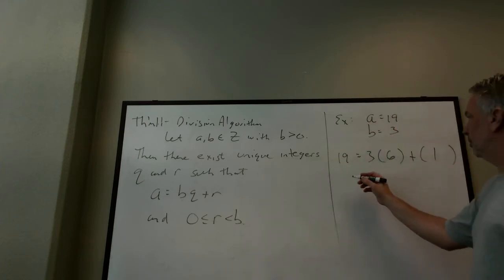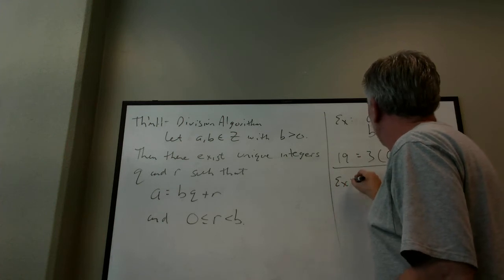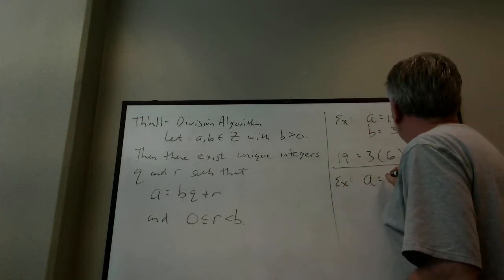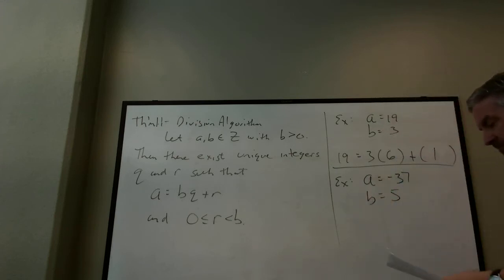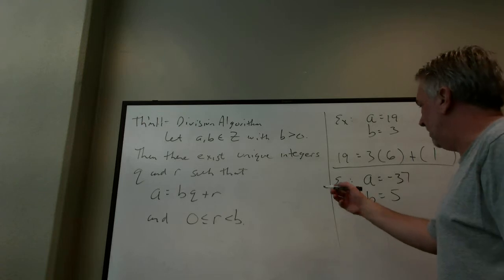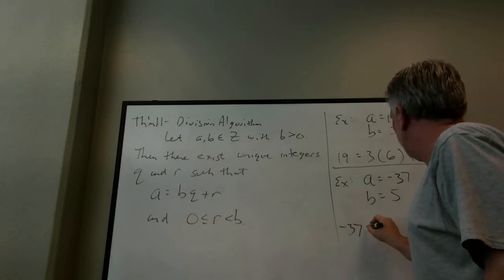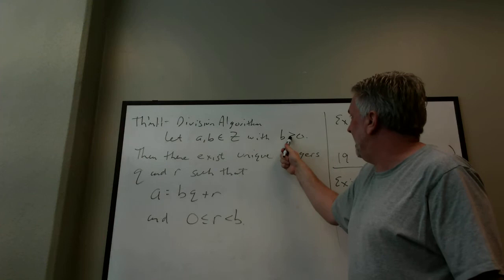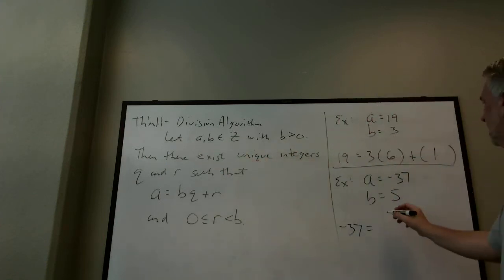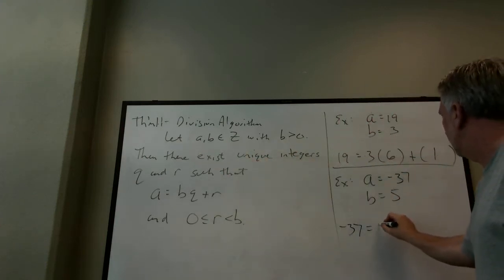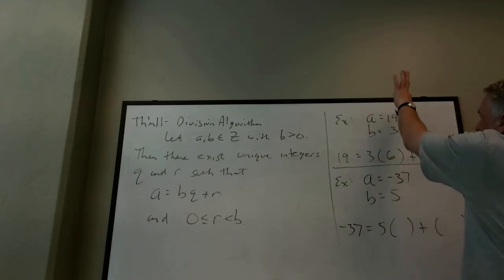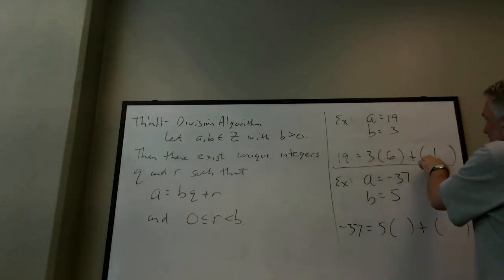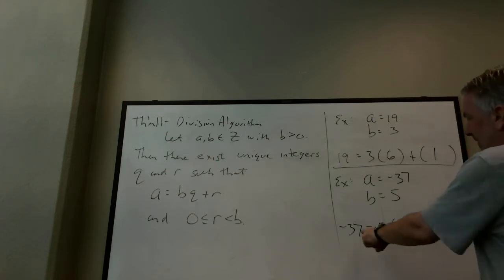Okay, that's old news. Let's do another one. Suppose, on the other hand, a were negative 37 and b were 5. Okay, so we want to do the same thing. Let's find the q and the r. Negative 37. Notice it says b has to be positive here, but a doesn't have to be. So it's 5 times something plus something else. Now you have to be careful. I'm doing this one with a negative just to show you. You can't just say, oh, 19 divided by 3 is 6 plus a remainder of 1. It's not so simple when you have a negative number here.